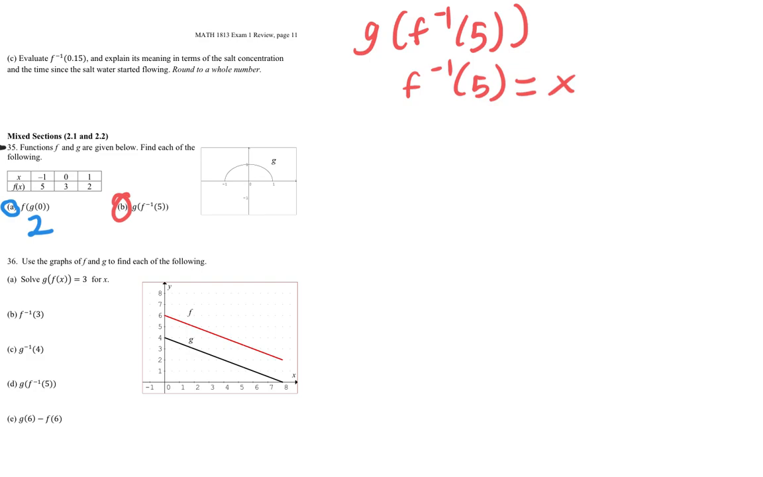So f of x is equal to 5. So when f of x equals 5, what is our x value? So we look over here, it's going to be negative 1. So now we want to find what g of negative 1 is. So if we go over to our graph, g of negative 1 is 0. So that means that g of f inverse of 5 is equal to 0.